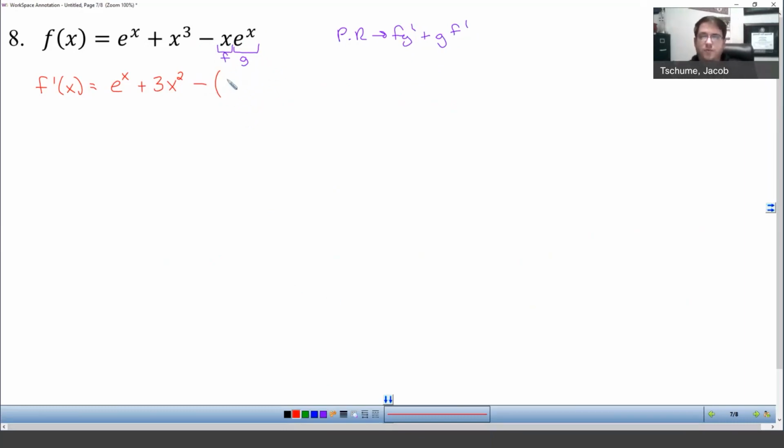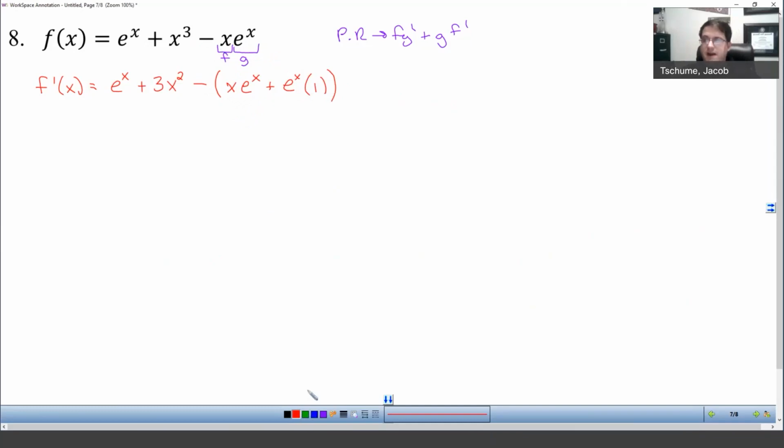All right, so product rule. I'm going to take my f function, which is x, times the derivative of g, which is just e to the x, plus g, which is e to the x, times the derivative of f, which is just 1, and then I'll close my parentheses.